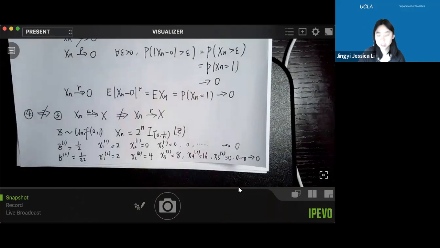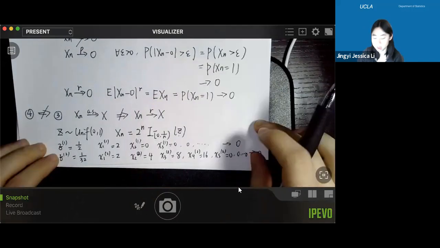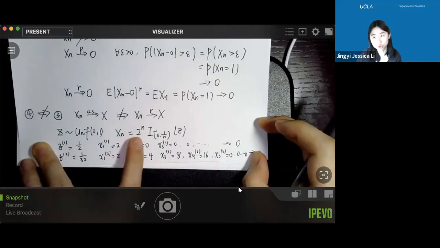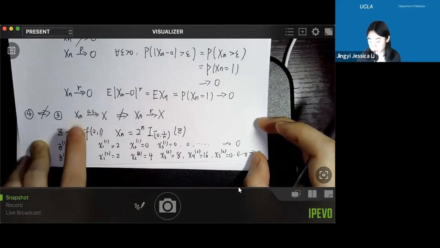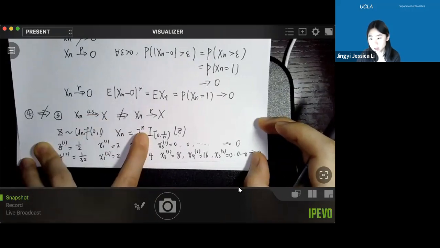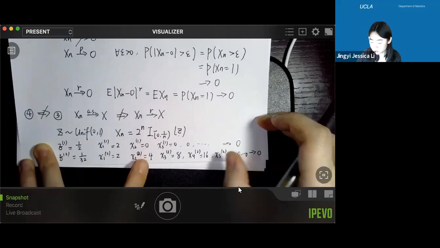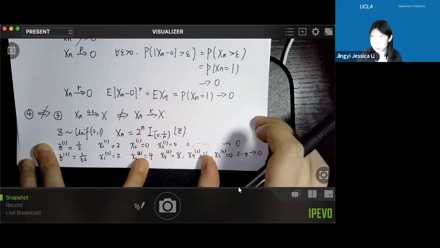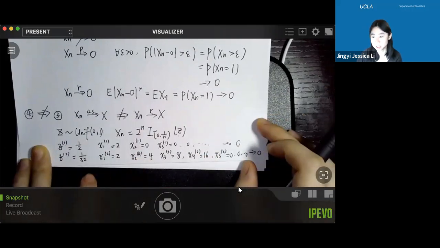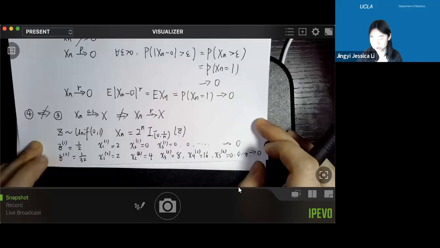So you see the trend of this sequence. Basically, why we have almost sure convergence is because for this whole sequence, as long as one of the values reaches 0, all the subsequent values will stay at 0. So we have convergence in every realization, and that's why we have almost sure convergence.